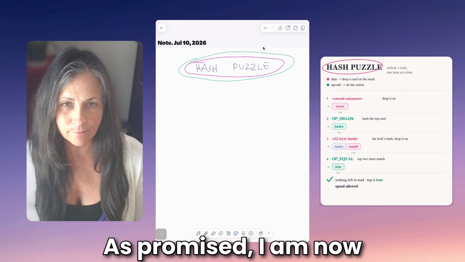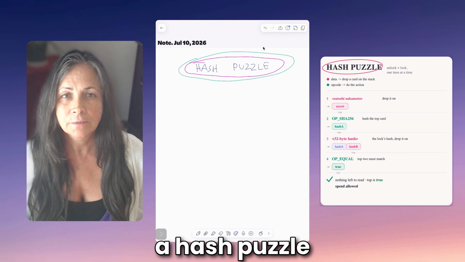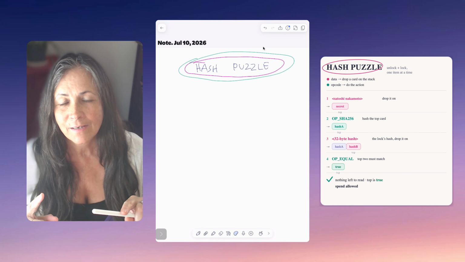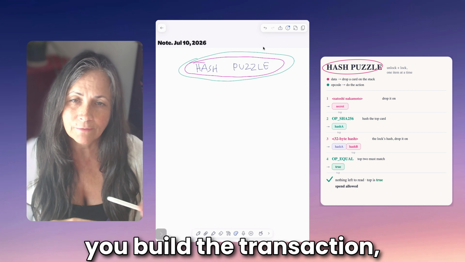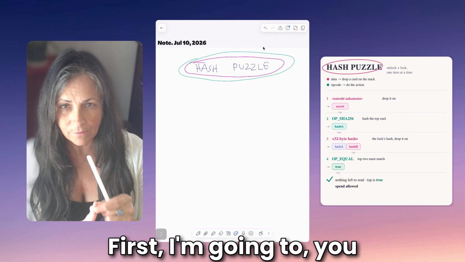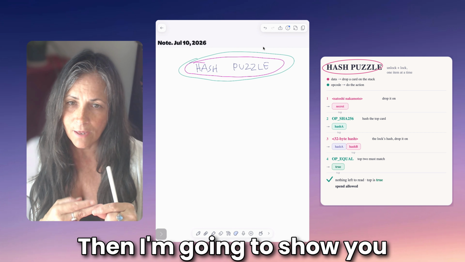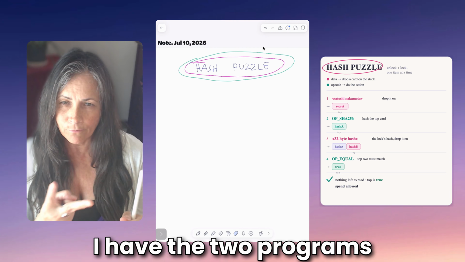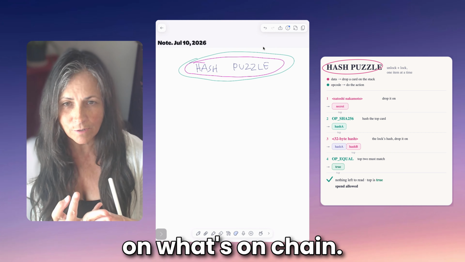As promised, I am now going to demonstrate the hash puzzle. A hash puzzle has two transactions. One is when you build the locking script, and that is the puzzle. And the other is when you build the transaction, which is the claim. So we'll do three things. First, I'm going to walk you through it on paper here on my iPad. Then I'm going to show you in my terminal where I have the two programs that run both builds. And then we'll go out on WhatsOnChain.